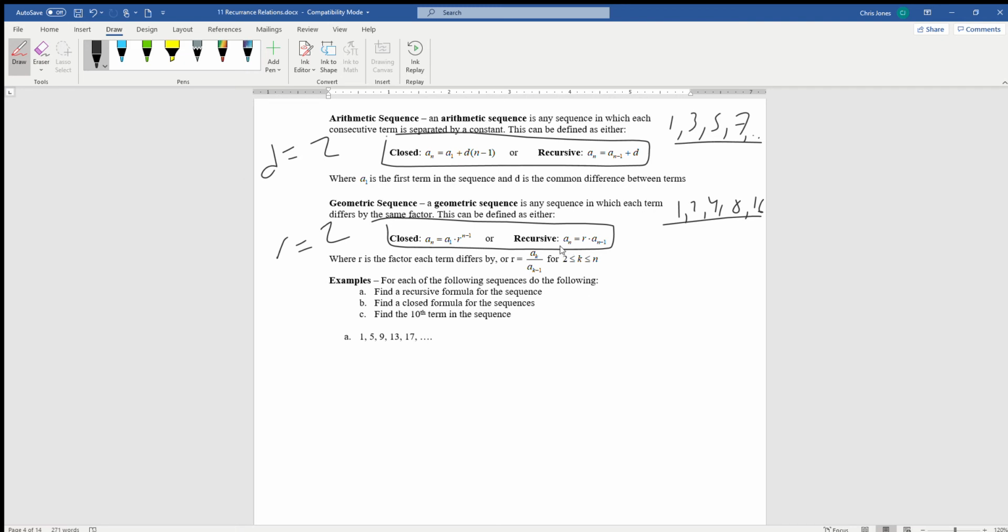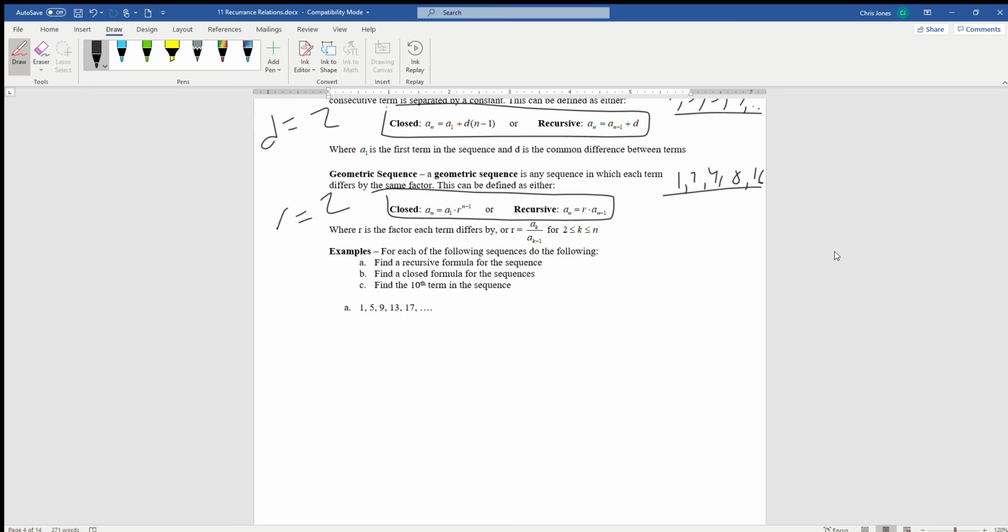All right, so let's take a look at a number of examples where we go through and work with these types of arithmetic as well as geometric sequences. We're going to find a recursive formula, we're going to find a closed formula, and then we're going to find the 10th term in the sequence.